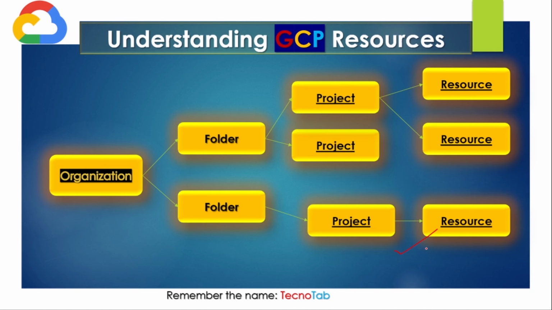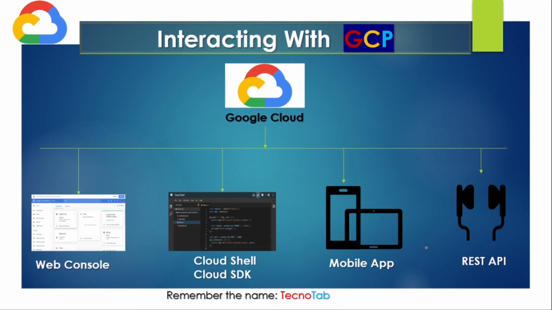The next thing is how do we interact with Google Cloud Platform. There are four ways we can interact with GCP. The first one is the web console, which you will get when you log in for the first time, and you can go to every resource and perform all the actions that you want to perform. As a beginner, you should be more familiar with the web console, where you will get to learn how Google Cloud is structured and how it works.